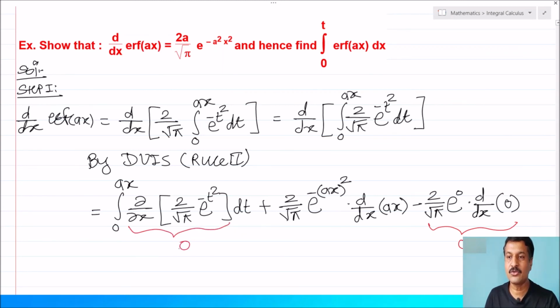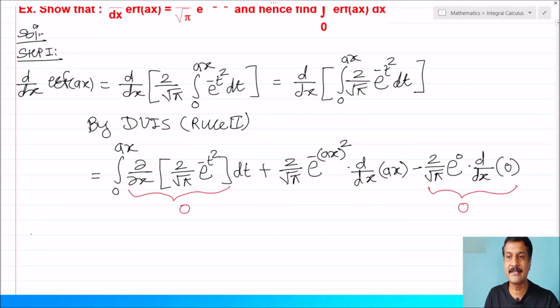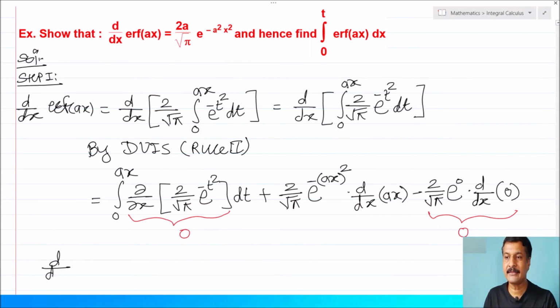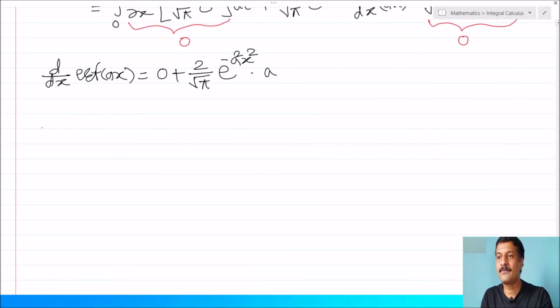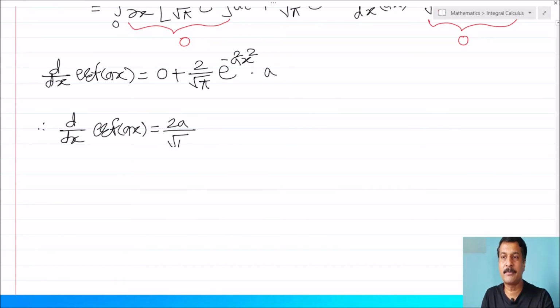So this term is also 0, and therefore I am getting the result d by dx of error function of ax equal to, this is 0 and only this term I am getting here. So 0 plus 2 by root pi into e raised to minus a square x square into d by dx of ax, which is nothing but a. Therefore the result is d by dx of error function of ax equal to 2a by root pi into e raised to minus a square x square.